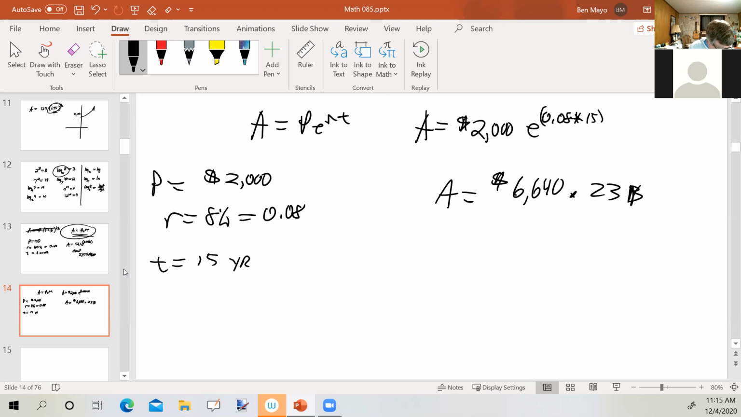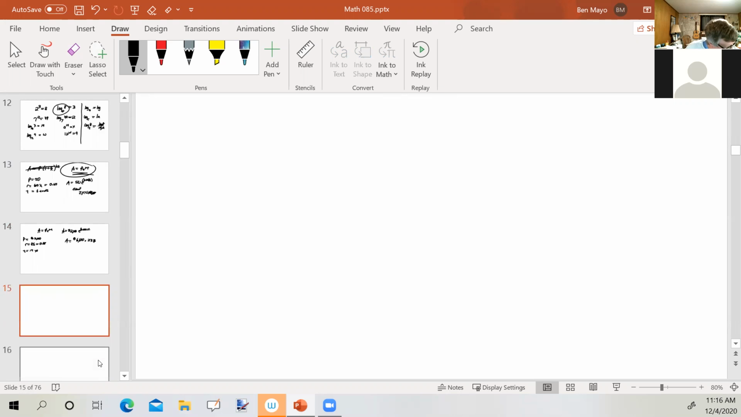I want to look at the radioactive decay, the half-life formula. A equals A sub 0 times 2 to the negative t over h power. t is time, A sub 0 is the beginning amount, A is the ending amount, h is the half-life. So let's say we've got the following. It says, in 2 years, 20% of a radioactive element decays. Find its half-life. So the time is 2 years.